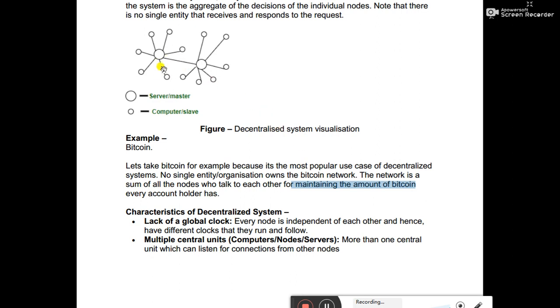So here there is nothing called a central system. There are several systems which can be central to many other systems, and also these nodes can also be a central server. So this way we can visualize this decentralized system.